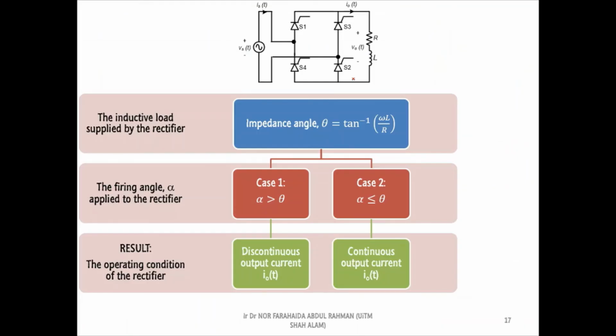In conclusion, a single-phase full-wave control rectifier with an inductive load can work under two output current conditions. If the firing angle is higher than the load impedance angle, the rectifier will operate under the discontinuous output current condition. Meanwhile, if the firing angle is lower or equal to the load impedance angle, the rectifier will work under the continuous output current condition.